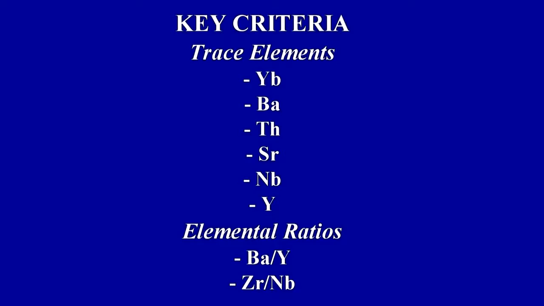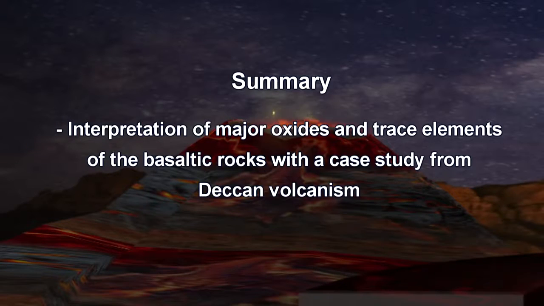So, this is a very general idea about the chemistry of these rocks. Chemistry I have explained in terms of major oxides, trace elements, trace elemental ratios and isotopic ratios. Now let us summarize what we have learned. We have briefly learnt about the interpretation of major oxides and trace elements of basaltic rocks with a case study from Deccan volcanism. Thank you very much.